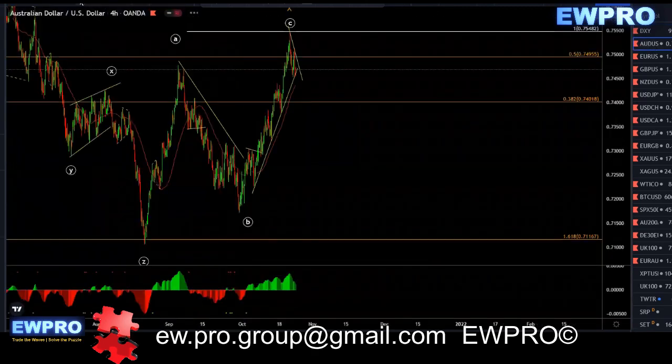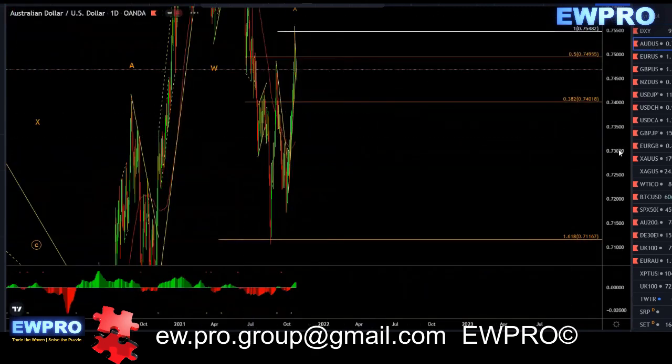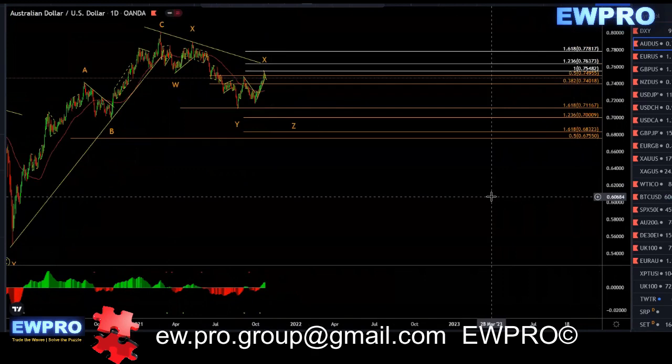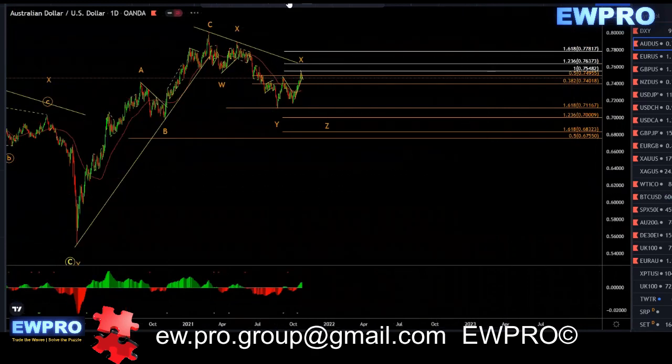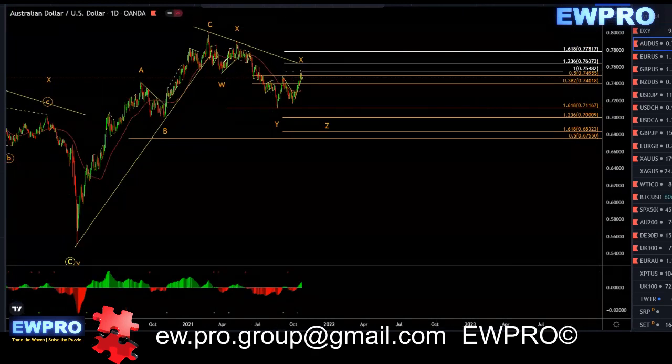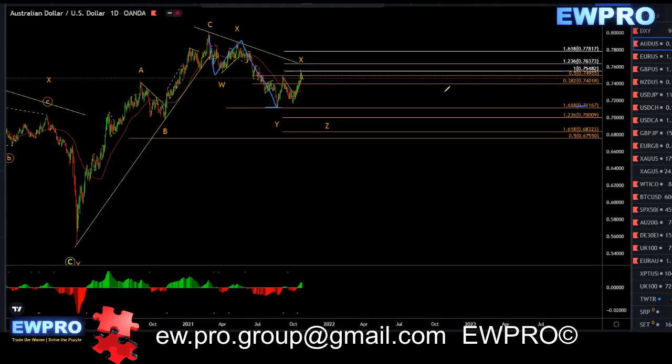AU on the daily, nothing's changed. This is pretty much playing out exactly how I've been looking at it. We've got a WXY wave wide bounce clean off that 161.8, and then we're looking for an A, B, C in X2, and then we're looking for that Z down. First target 123.6, second target that 161.8.